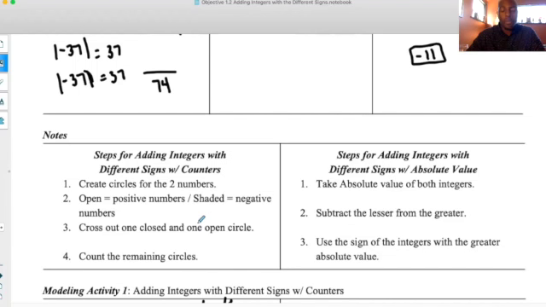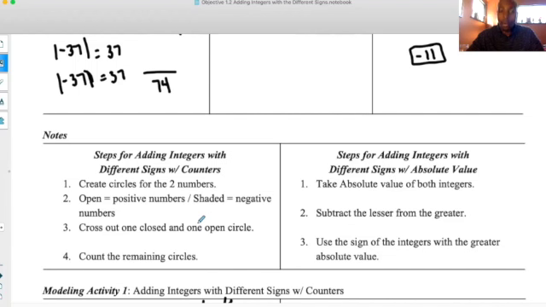What's the positive number? What's the negative number? Remember, this is when you have different signs, not the same. Yesterday, we focused on negative negatives. We focused on positive positives. Today, we're going to look at negative positive and positive negative when they're different signs. And we're going to create circles to represent those two numbers.